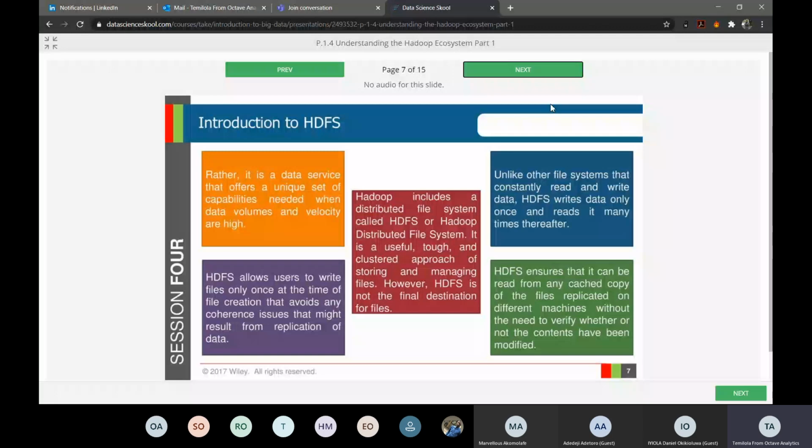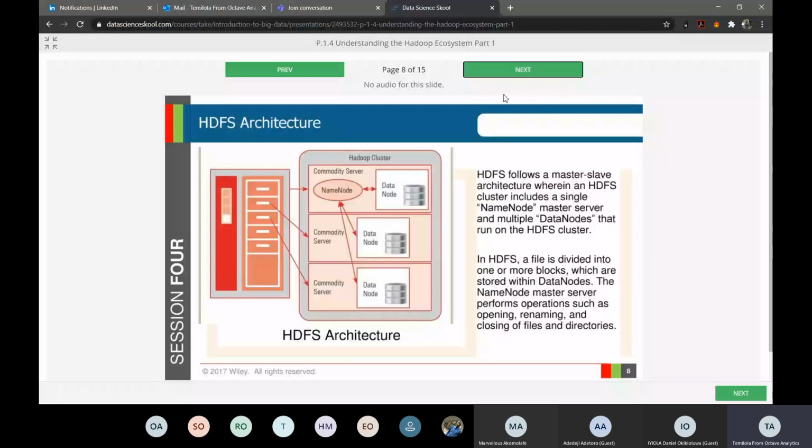Okay, so I would be going to the HDFS architecture. Like I said, I don't know how many of us have heard of data centers before. I have. Okay, I have so also.